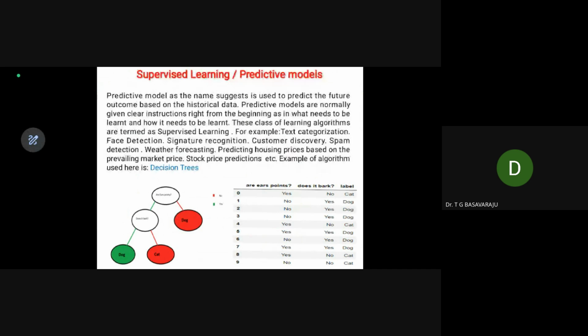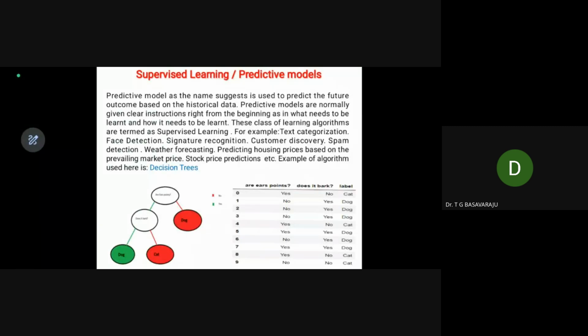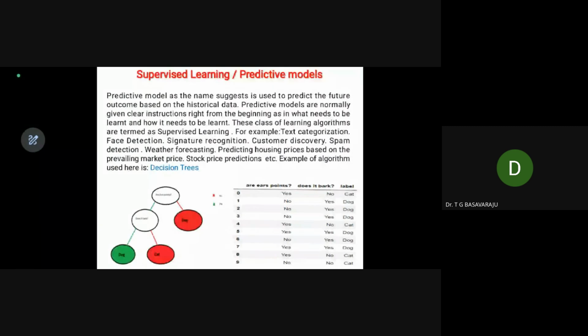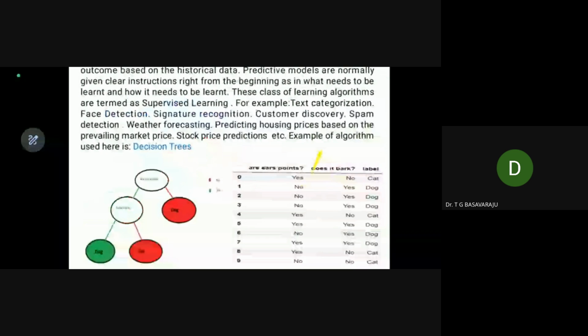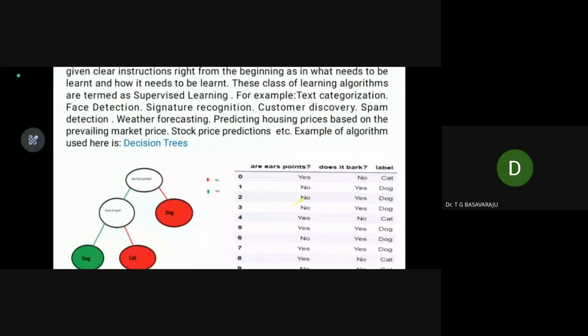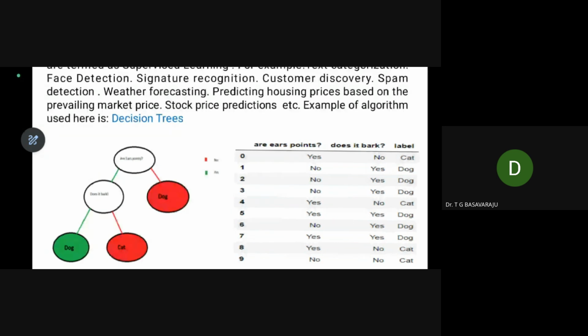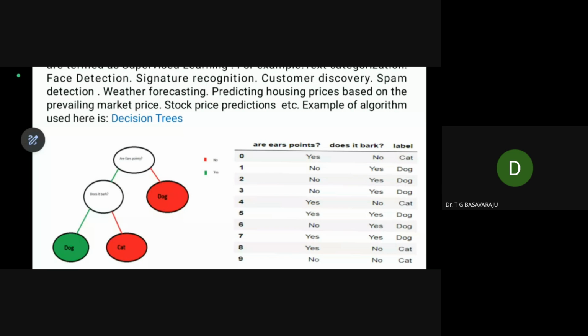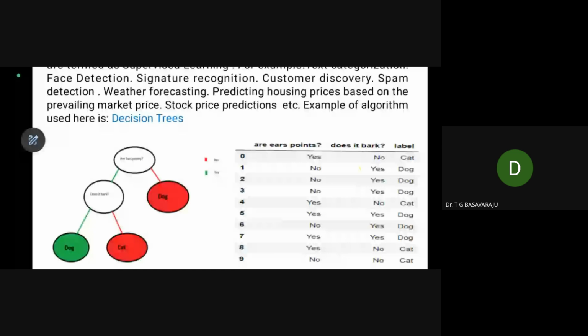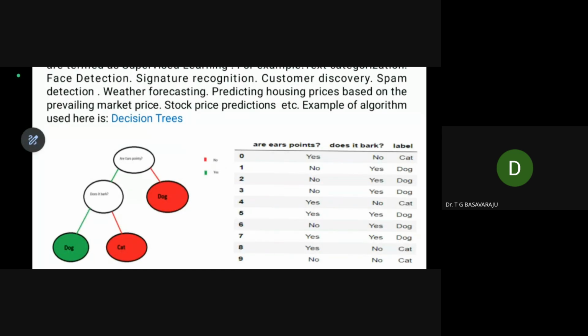Supervised learning models are predictive models. One example I have given here is the decision tree algorithm. The decision tree algorithm is used here just to find out whether a given data is a dog or a cat. We are going to check in the tree whether the ear is pointing, yes or no, and then we will check if it is barking. If it is barking, then 100% it's going to be a dog and not a cat, right? We will use the table on the right hand side, and we will start creating the trees depending on the decision that we have to make.